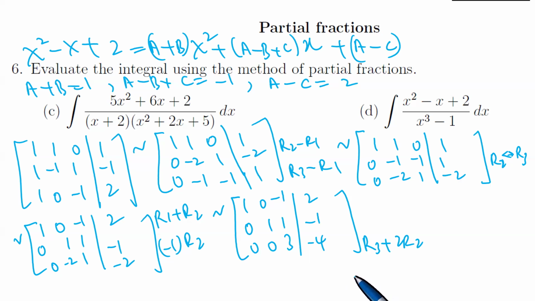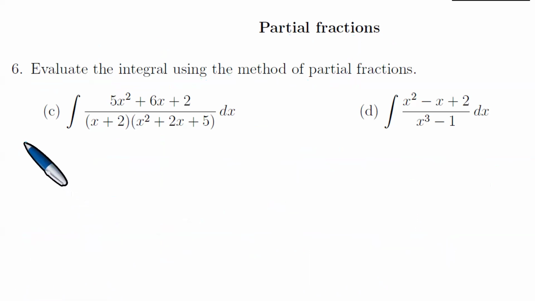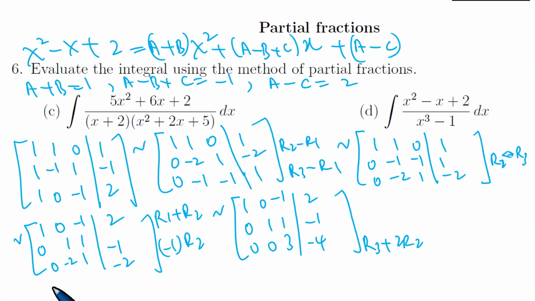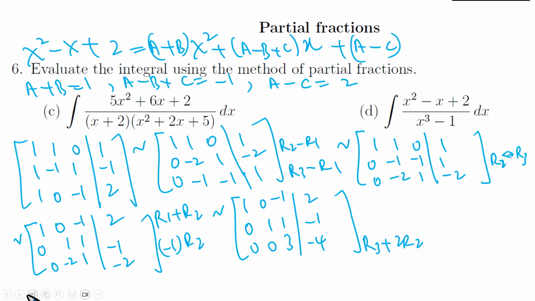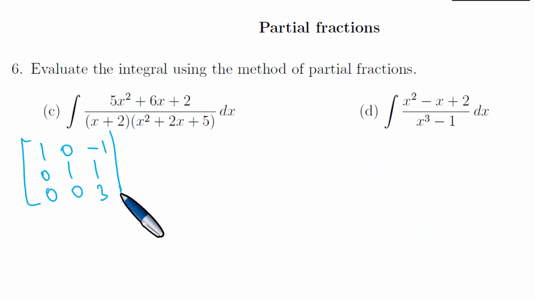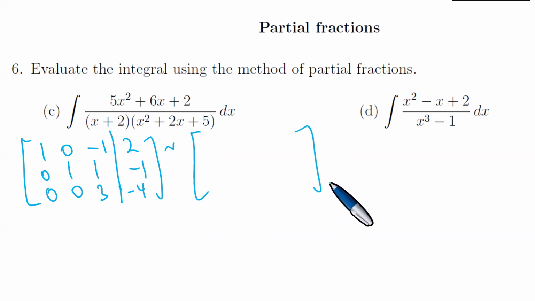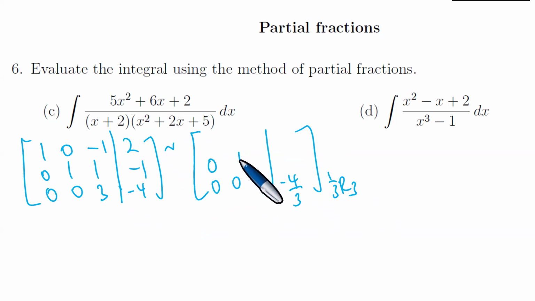Okay, at this point, you'd need to, which is 1, 0, minus 1; 0, 1, 1; 0, 0, 3. Two, minus one, minus four. One third row three. Zero, one, one.